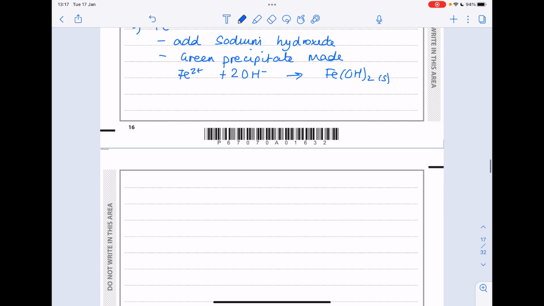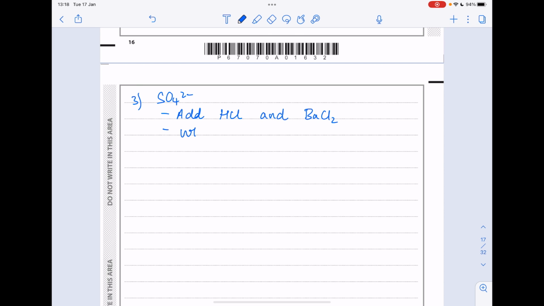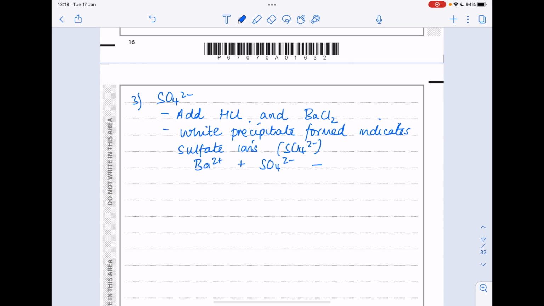And then lastly, your test for sulfates. This time you want to add hydrochloric acid and barium chloride. You can write it out in full if you prefer. A white precipitate indicates sulfate ions. And then finally that equation. There's your barium ions reacting with your sulfate ions to form your white precipitate of barium sulfate.